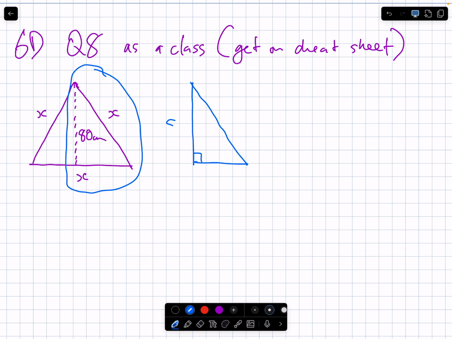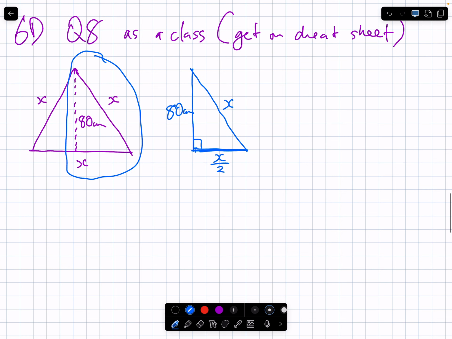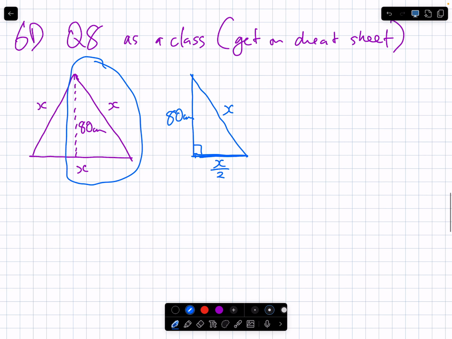how tall is it? 80. How long is the hypotenuse? X. Because I cut the bottom in half, how long would the bottom be? X divided by 2. I know no one likes algebra. This is a problem with our education system. No one likes to do difficult stuff. But can you see how there's only one variable here? I only don't know what X is. As long as I only have one variable, I can solve anything. I can use algebra to do that.